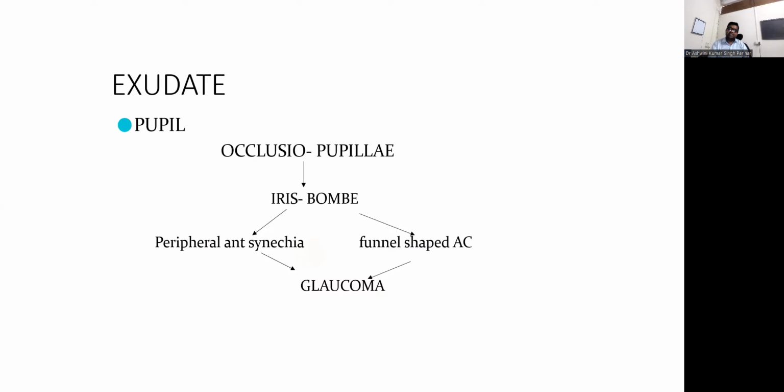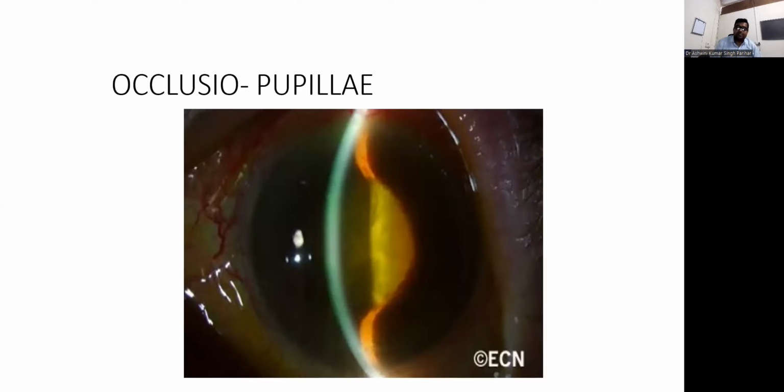Funnel-shaped AC. Occlusio pupillae causes an almost similar condition, which will lead to the hindrance of aqueous drainage from the posterior to the anterior chamber, and will lead to the formation of anterior synechiae as well as a funnel-shaped AC and development of increased intraocular pressure. Another condition where you can see this is the occlusio pupillae.